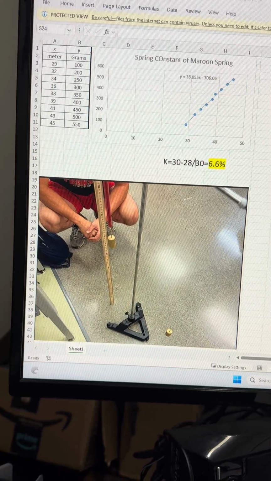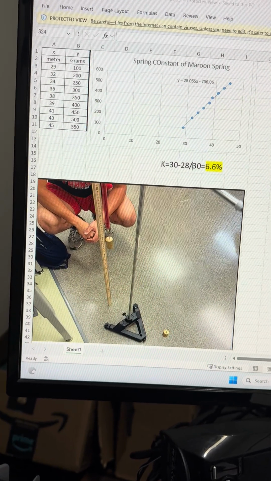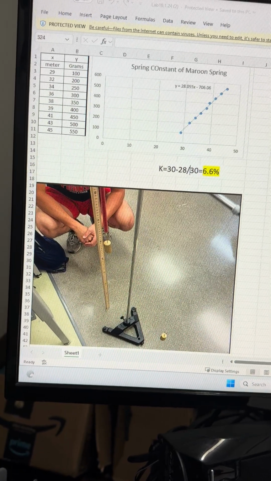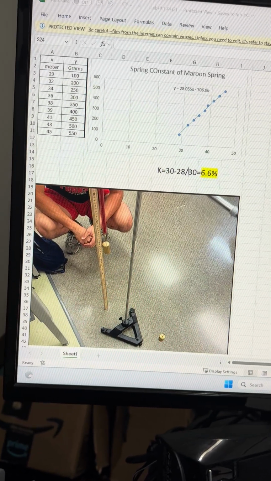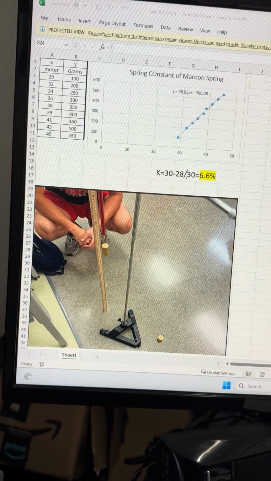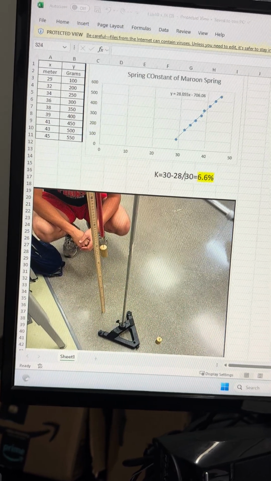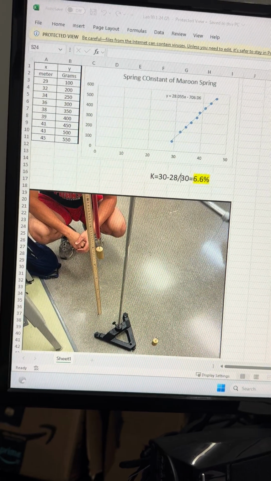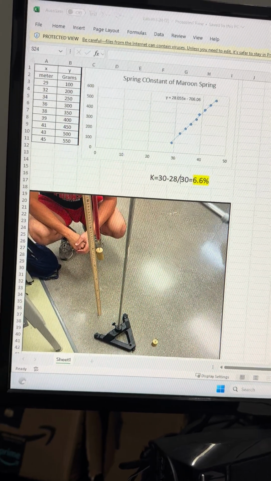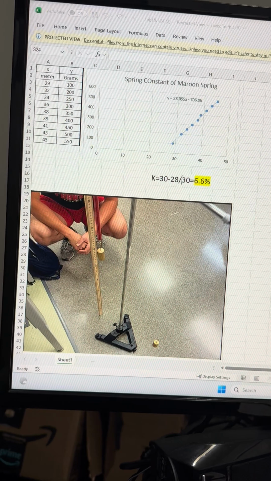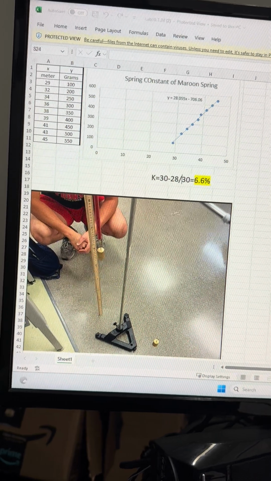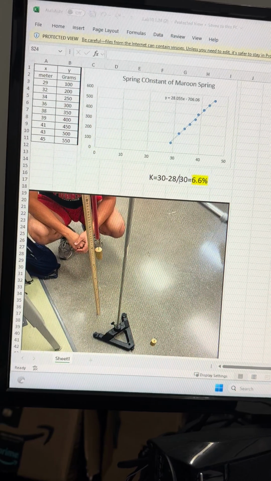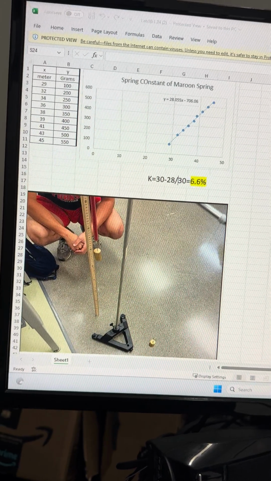So the procedure, I'll just read the procedure to you. The procedure was to attach the maroon spring to the stand, as you can see, place the meter stick in centimeters facing the spring with 100 centimeters on the stick going towards the ground, verifying the starting point of the spring. Begin adding weight to the spring to record the distance of the weight. Repeat this process 12 times and also add more weight each time.